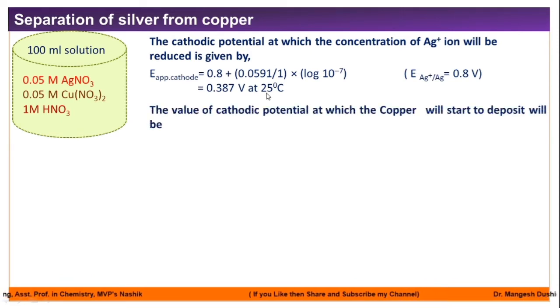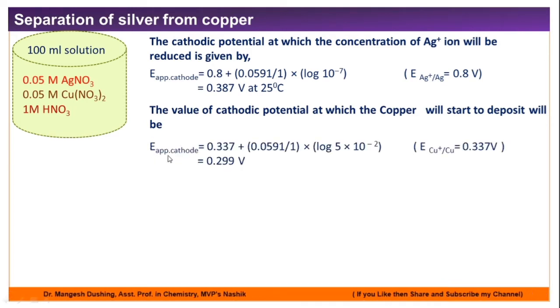The value of cathodic potential at which the copper will start to deposit will be, so E applied for the cathode is equal to 0.337, that is the standard electrode potential for the copper solution, plus 0.0591 divided by 1 into log of 5 × 10^-2. So that will become 0.299 volt.